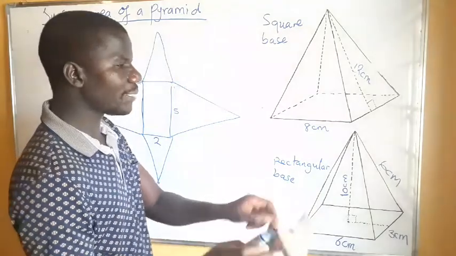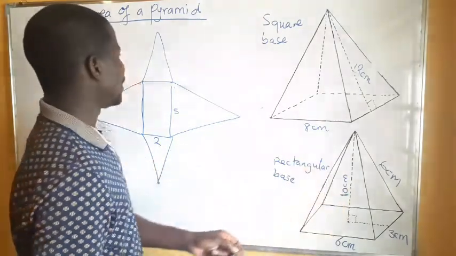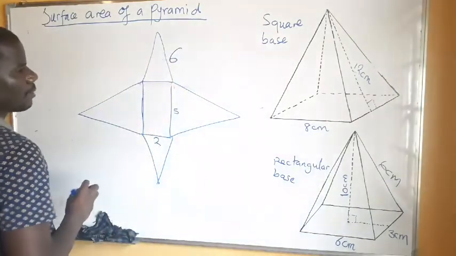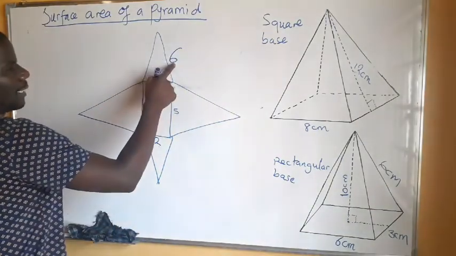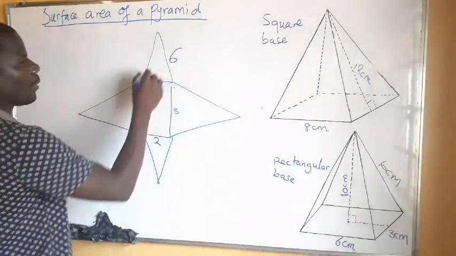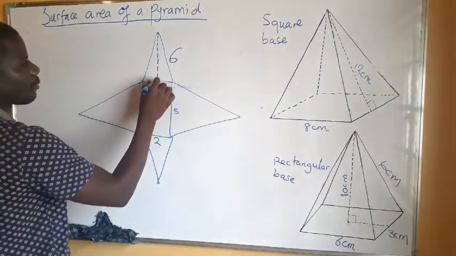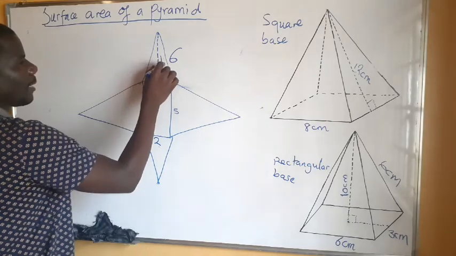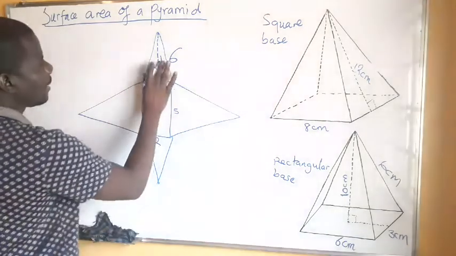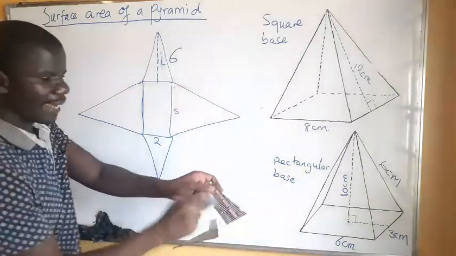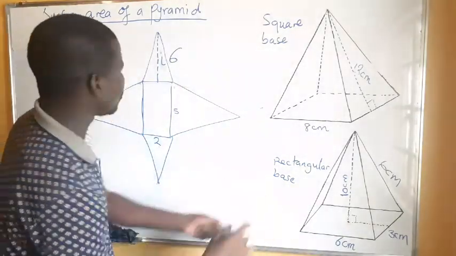And we do not want this one. So now the 6 that I'm talking about is going to be here. Are we together? It's going to be here. So now you are going to use this 6 to find our slant height. Our slant height is this part. This height here that is slanting, the height is what we want.